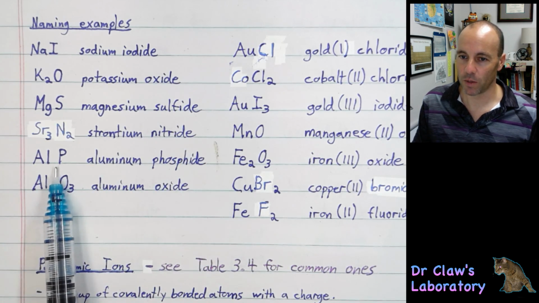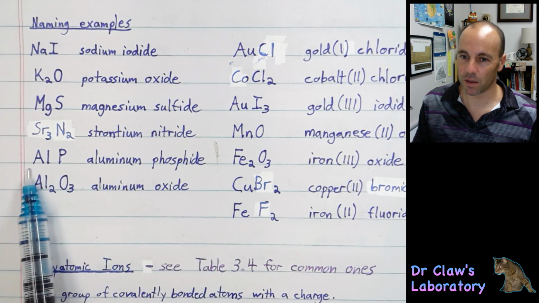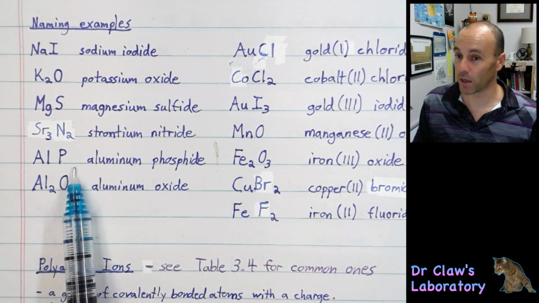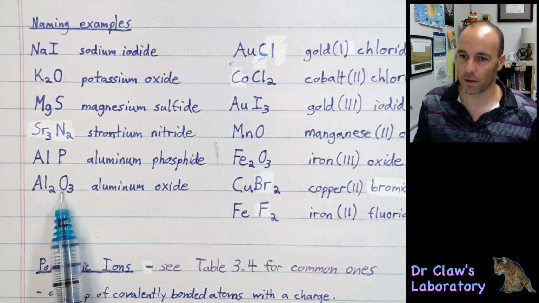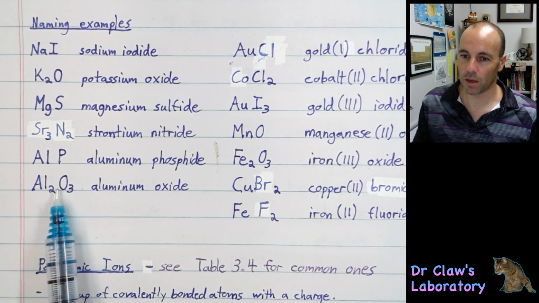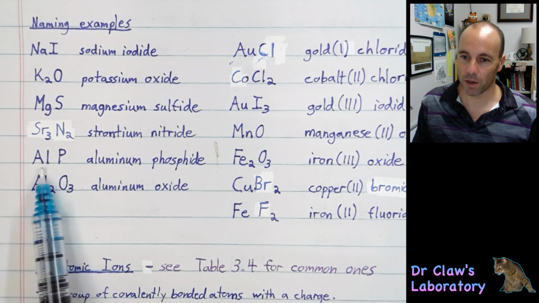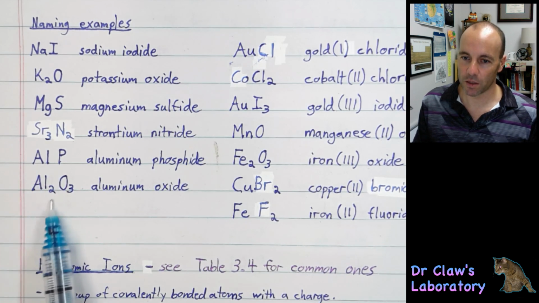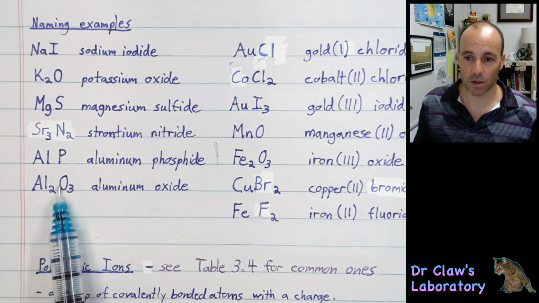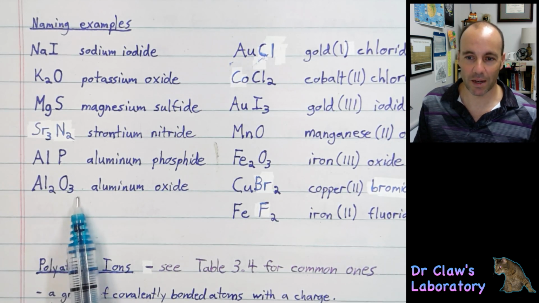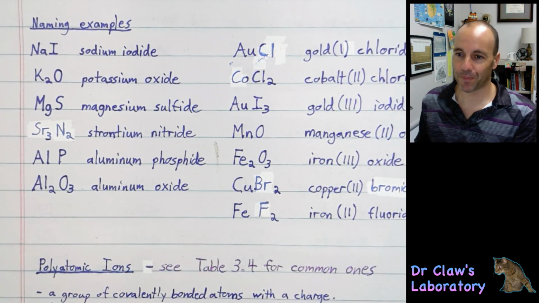Here, aluminum phosphide. This is a +3, and that's a -3. This is in the +3 column, and that's in the -3 column. Predictable, so we don't need Roman numerals. Okay, this one right here, Al2O3, aluminum oxide. All right, each aluminum is a +3 charge, so you have 2 of them. That's a total of +6, and each oxygen is a -2 charge, so you have 3 of them. That's a total of -6. So it balances again. Aluminum oxide.